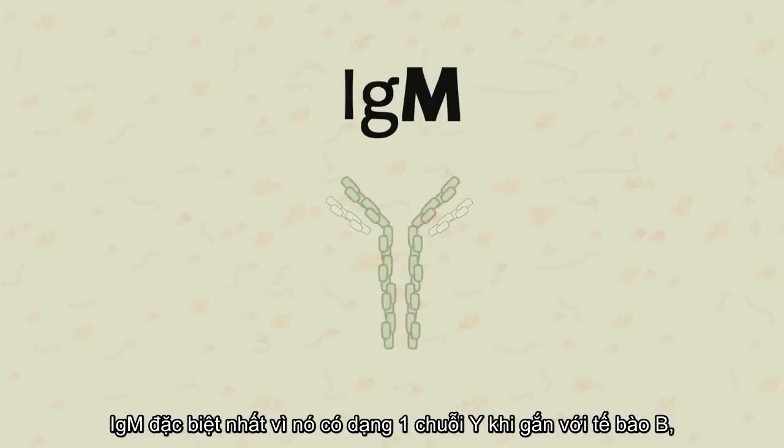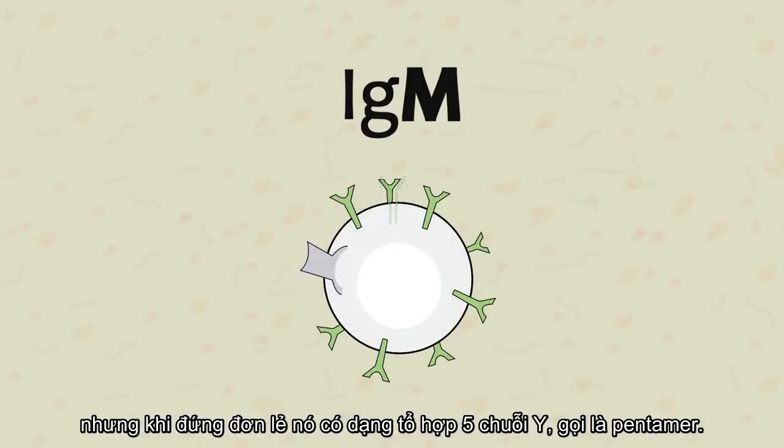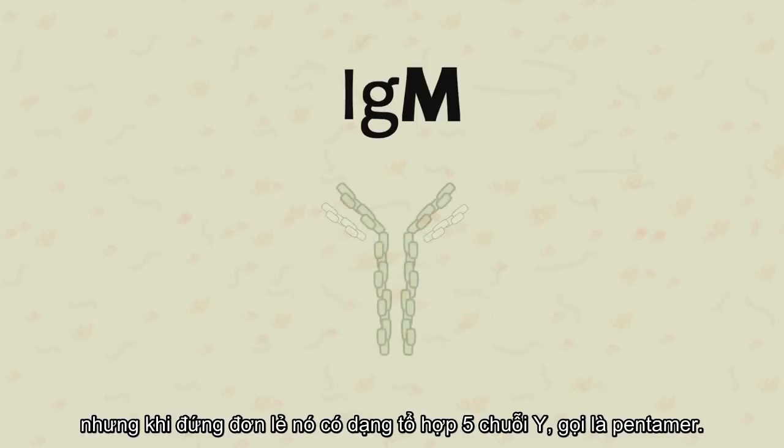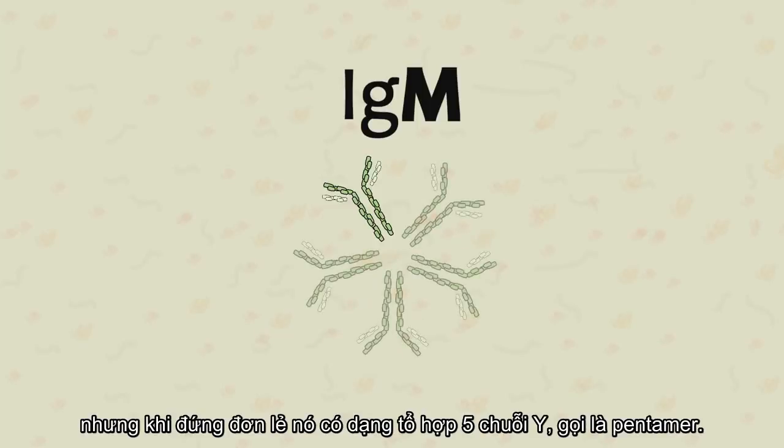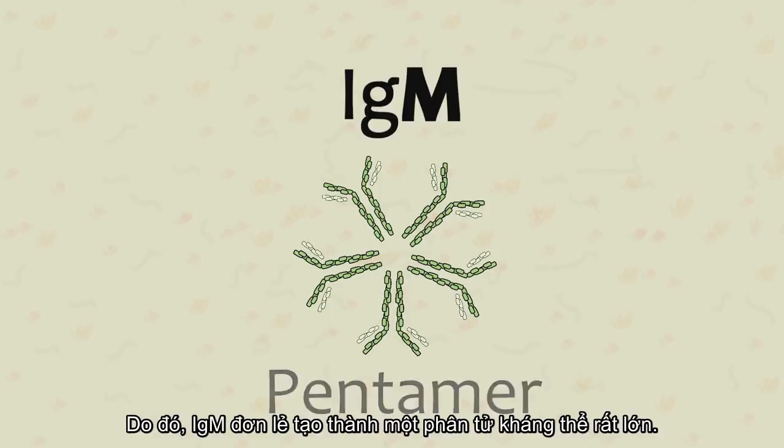IgMs are unique in that they form either as a single Y chain when expressed on the surface of a B cell, but the standalone version of the IgM molecule forms a combination of 5 Y chains, which is known as a pentamer. Consequently, standalone IgMs form a very large antibody molecule.